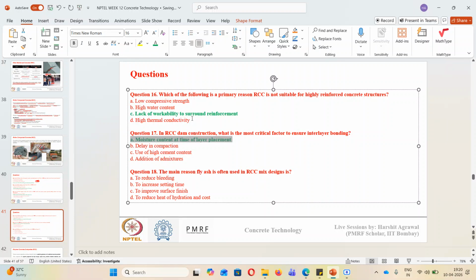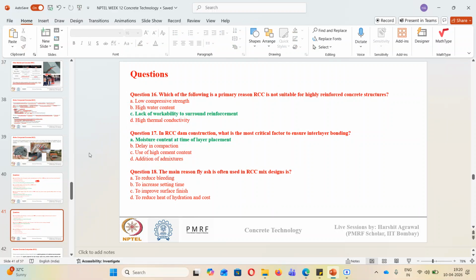So, for good bonding between successive layers of roller compacted concrete, the moisture content and the surface condition of the previously placed layer is very important. If a concrete surface is dry and it has become stiff, then the layer that will be placed above it won't bond properly. There will be a cold joint at the interface. Okay, so that's why moisture content becomes important.